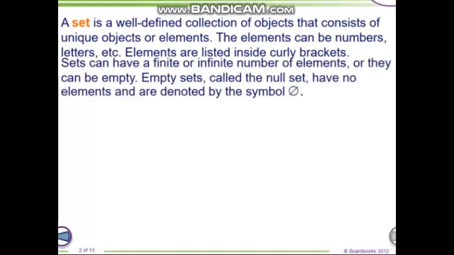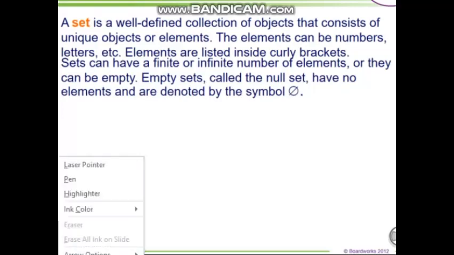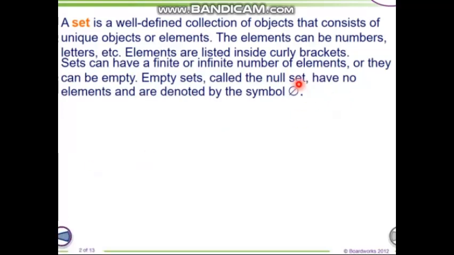Now, the sets can have a finite or infinite number of elements, or they can be empty. And these empty sets are called the null set, which has no elements and is denoted by this symbol. Okay?